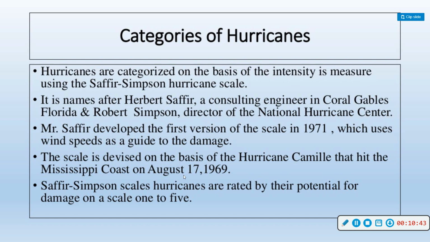So characteristics would be a scale for potential of damage. Examples? An example would be a Cat 5.